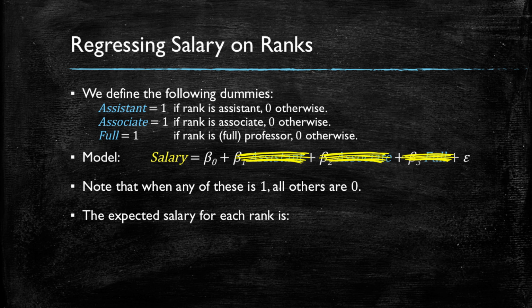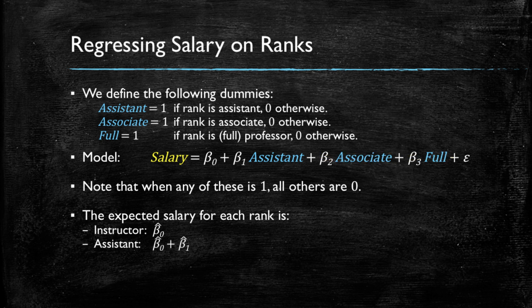Thus, we are only left with beta 0, the intercept. So the expected salary of an instructor is going to be whatever estimated coefficient we find for the constant term, beta 0. If we now have an assistant professor, then only the assistant dummy variable will be turned on. The associate and full dummy variables are going to be turned off, which means we're only left with beta 0 and beta 1, and correspondingly the sum of these 2 coefficients is going to be the expected salary for an assistant professor. Following the same logic, the expected salary for an associate professor is going to be beta 0 plus beta 2, and finally the expected salary for a full professor is beta 0 plus beta 3, because once again only the full professor dummy variable is turned on in this case.